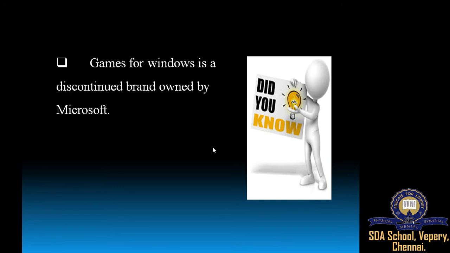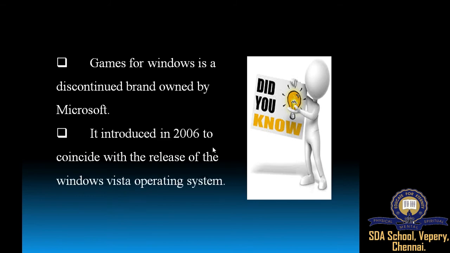Next, we are going to learn some information about Windows games. Games for Windows is a discontinued brand owned by Microsoft, and it was introduced in 2006 to coincide with the release of the Windows Vista operating system. The Windows games and the Windows Vista operating system were both introduced in 2006.